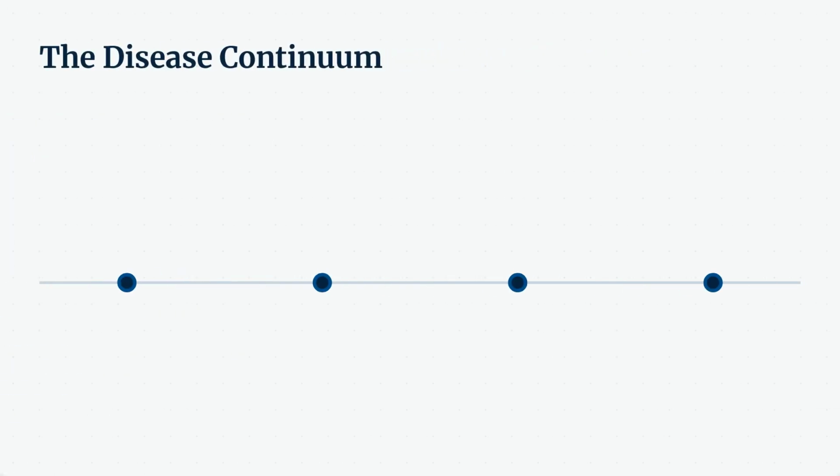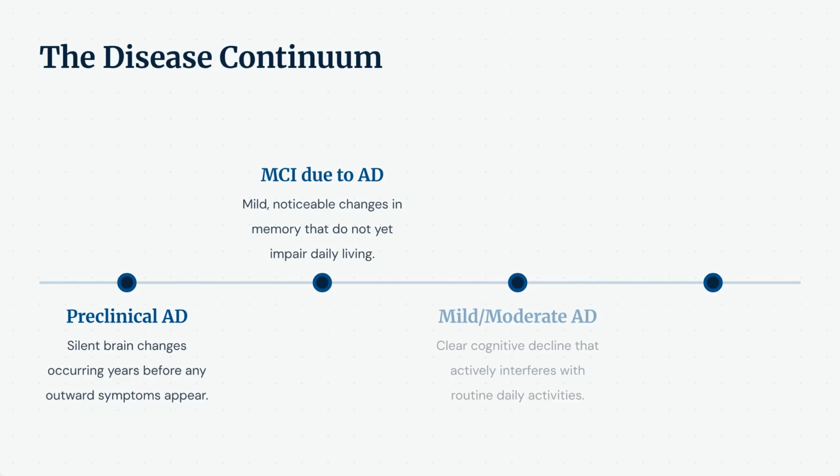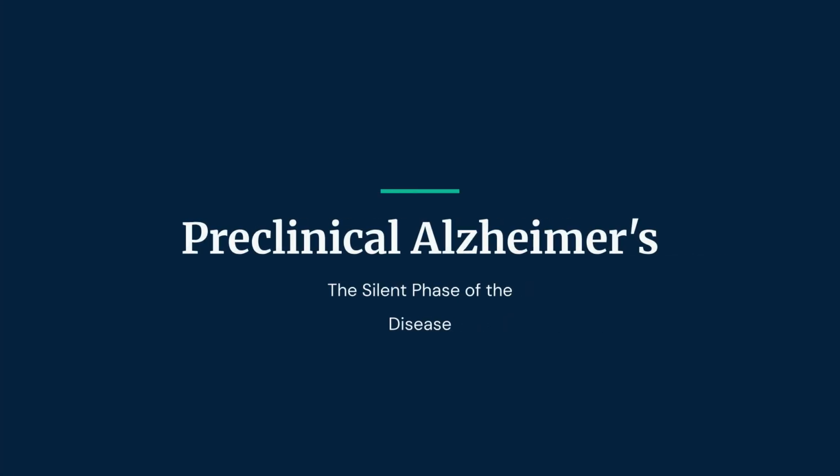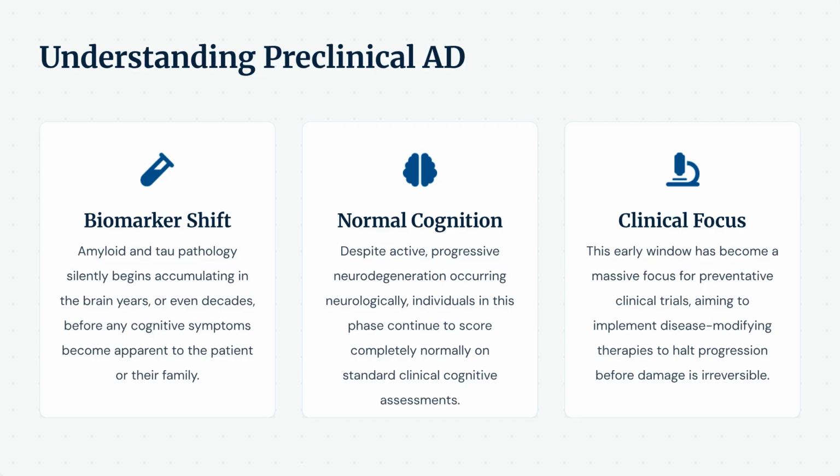The disease continuum moves from preclinical AD through mild cognitive impairment to mild/moderate AD, and finally to severe AD, each stage marked by distinct changes. Preclinical Alzheimer's is considered the silent phase of the disease, occurring many years before symptoms are noticeable. During preclinical AD, amyloid and tau pathology accumulate silently, but cognitive function remains normal. This early window is the focus for preventative clinical trials.